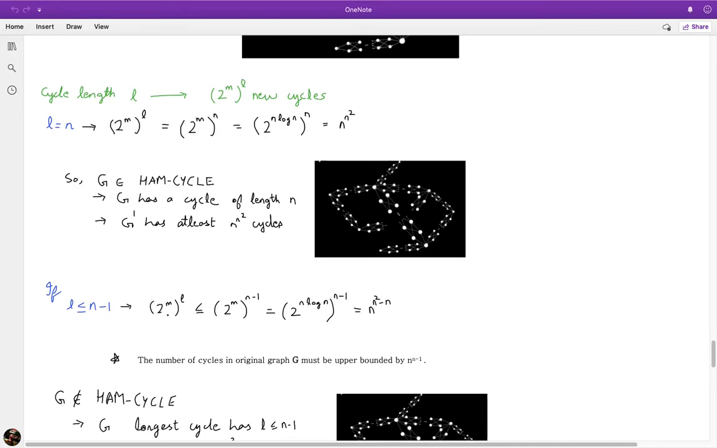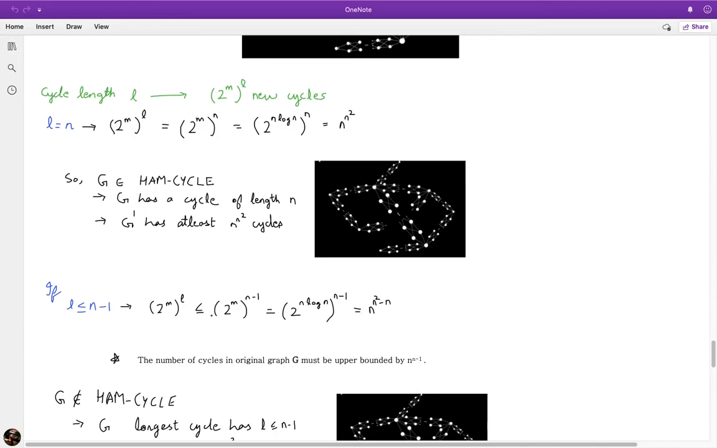Now this implies that the number of new cycles that are going to be added in G' would be (2^m)^L, and L, since it is upper bounded by n minus 1, this is less than or equal to (2^m)^(n-1), and this would be equal to (2^(n log n))^(n-1). So after we calculate this, we can write it in the form n^(n^2 - n).